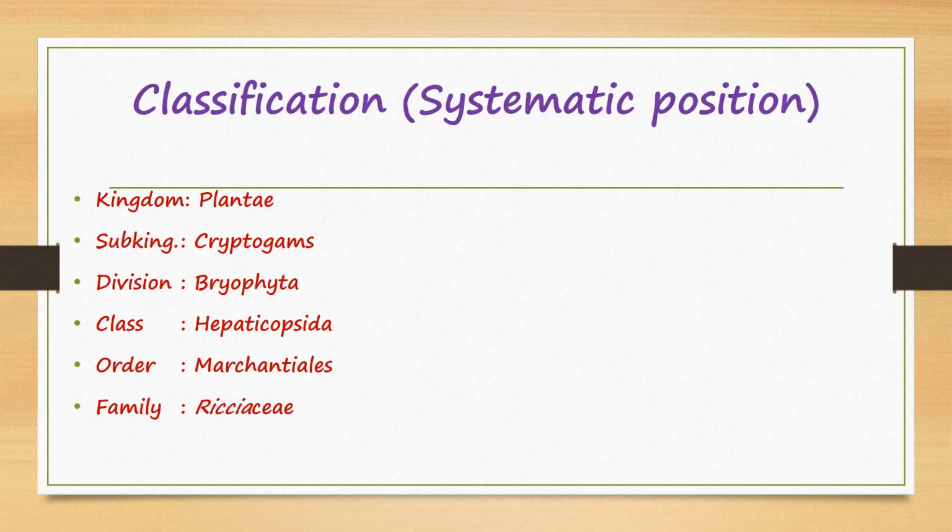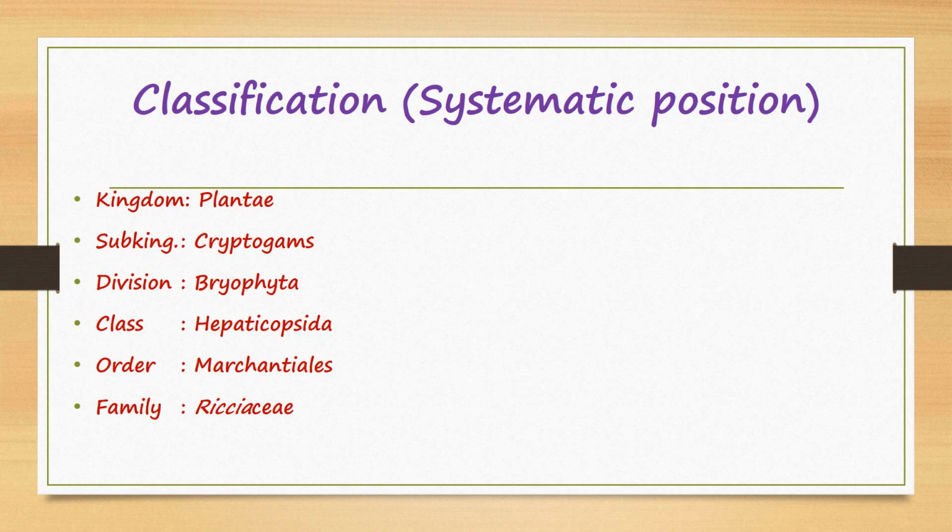Now let's see the classification of Riccia thallus. It belongs to the kingdom Plantae. So the group have the presence of chlorophyll. It belongs to the subkingdom Cryptogams. That means they belong to the non-flowering plant group. It belongs to the division Bryophyta. That is the lack of true root and true vascular tissue.